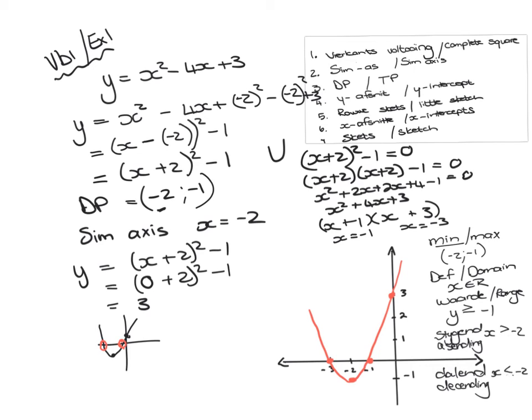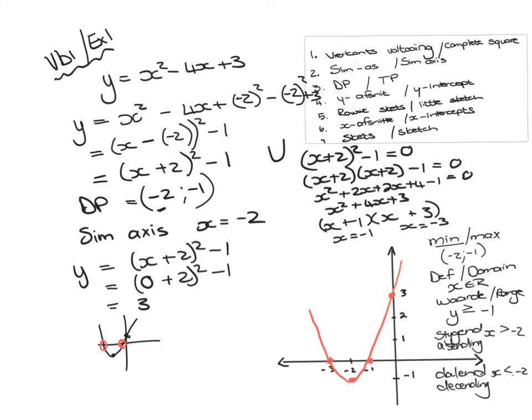Nou kan jy gaan en jy kan die minimum en die maximum waardes skryf, the minimum and the maximum values. If your graph is a smiley face, this is your minimum value. If it was a sad face, it would have been a maximum. And the numbers is always the turning point. Jy moet altyd jou draaipunt gebruik. Nou jou definisieversameling, your domain, always for a parabola, vir 'n parabool, x is gelyk aan element van reële getalle.